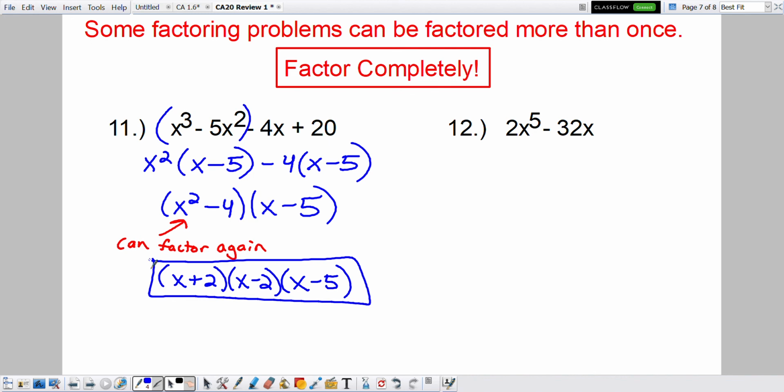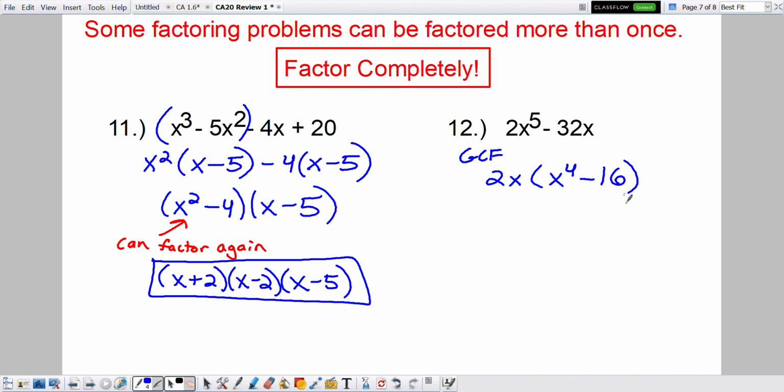Number 12. It looks kind of weird, but we can take out a greatest common factor. So remember that what's called the GCF. They both can divide by 2, and they both have at least 1x. So I divide by 2x. I get x to the 4th power minus 16. Okay? Don't stop. Remember I said always factor completely. Can you factor x to the fourth power minus 16?